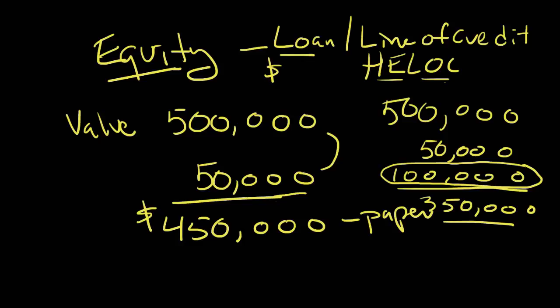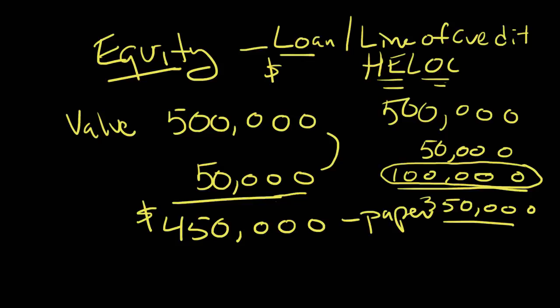They give you the $100,000. With the line of credit, they actually just give you a checkbook, which is basically equal to $100,000. It means you could write $100,000 in checks out of it if you chose to. So, something to think about, slight difference between one and the other.